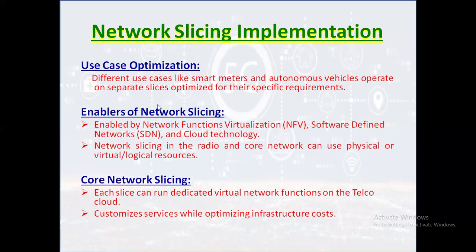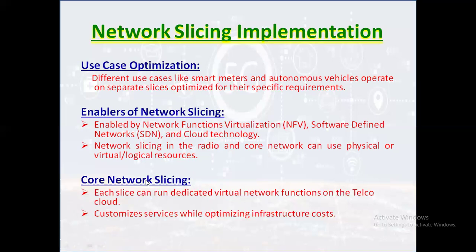Next, enablers of network slicing. The implementation of network slicing is facilitated by technologies such as NFV, that is Network Functions Virtualization, SDN, Software Defined Networks, and Cloud Computing. These technologies allow for flexible allocation of both physical and virtual or logical resources, supporting the creation and management of distinct network slices within the radio and core network.